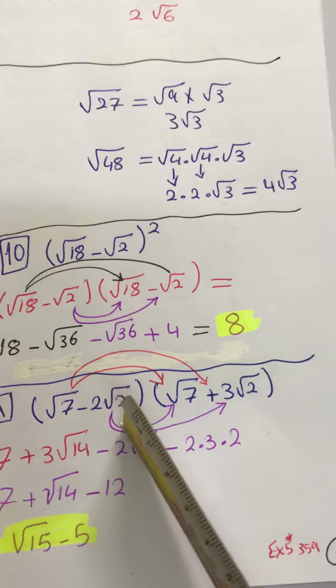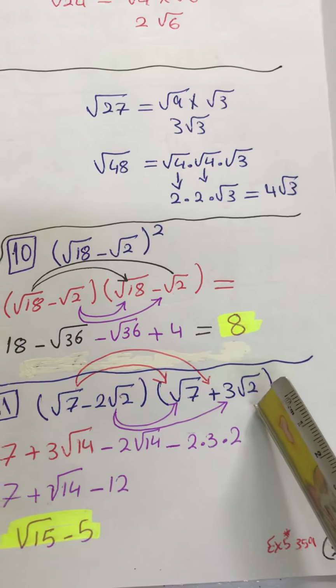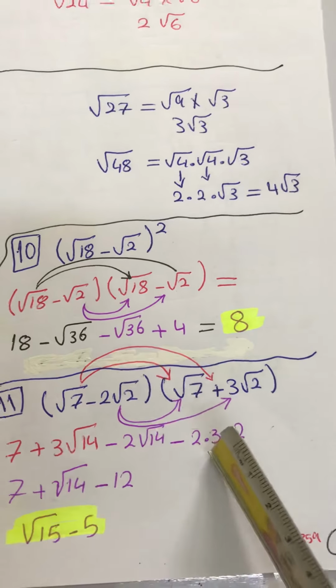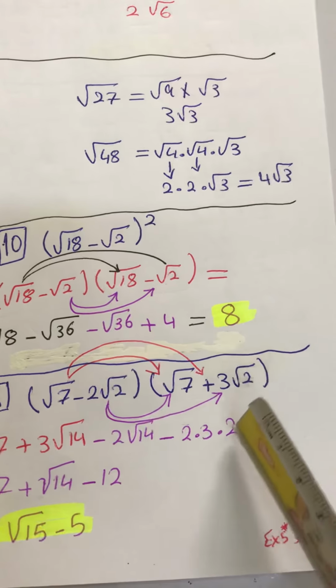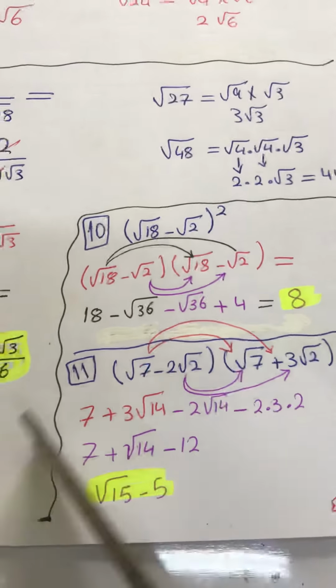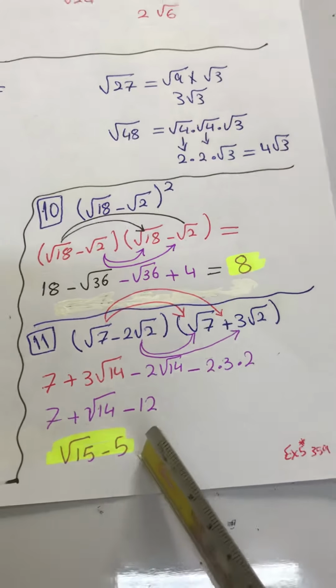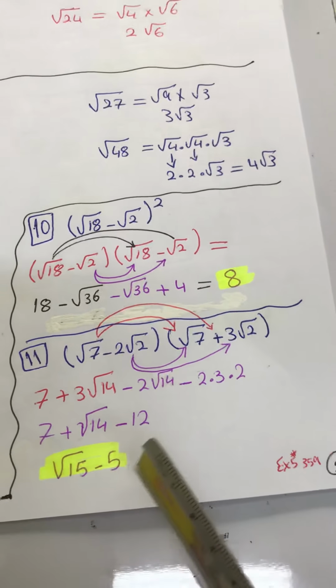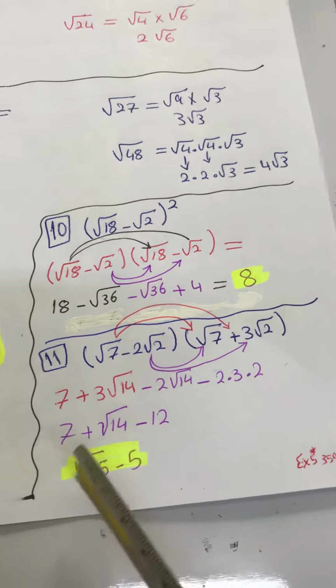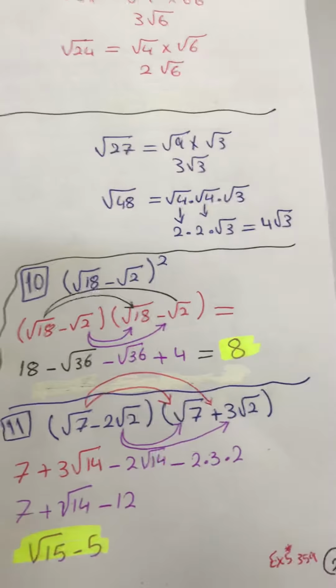Negative square root of 2 times positive 3 square root of 2: 2 multiply 3, and square root of 2 times square root of 2 equal 2. Now collect the numbers together. You will find the answer square root of 15 minus 5, or you can write it negative 5 plus square root of 15, like this.